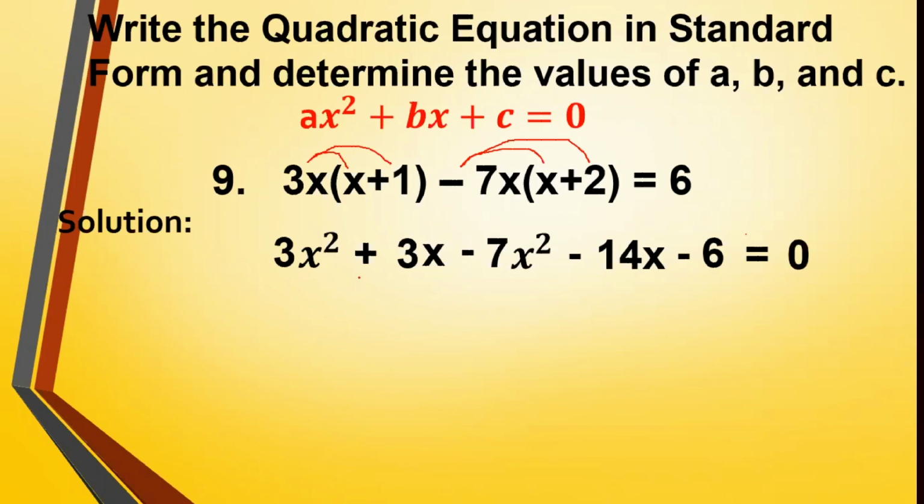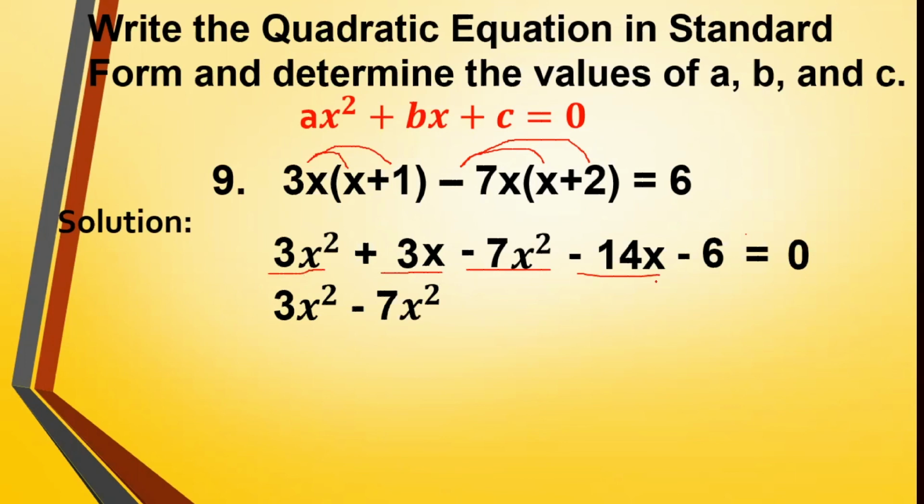Next, we have to combine like terms here in the equation po natin dito. So what are the like terms here? 3x squared and negative 7x squared. Okay, tama. 3x squared and negative 7x squared. So copy po natin: 3x squared and then negative 7x squared. How about aside from 3x squared and negative 7x squared, what else po? Yung like terms here. Positive 3x, tama, and negative 14x. Okay, and negative 14x.